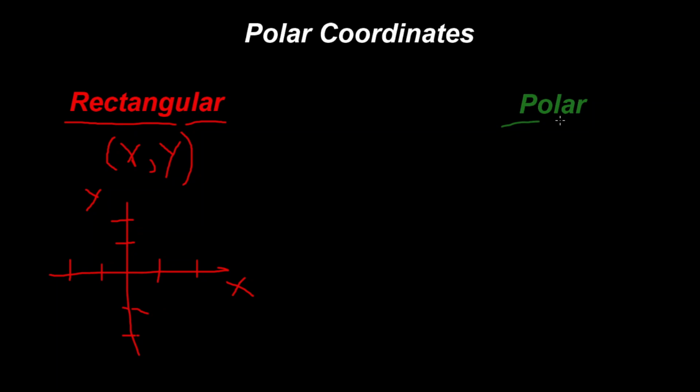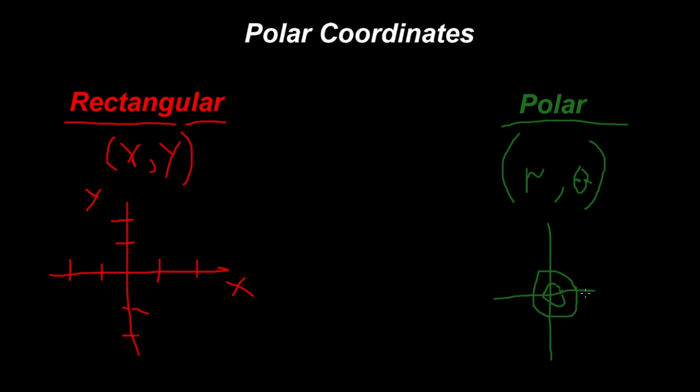Now, on the other hand, polar coordinates are a bit different from rectangular coordinates. Instead of being written as x and y value, it is written as r and theta. Now, r is the radius of a circle, and theta is the angle measured from the positive x-axis. And this is graphed on the polar plane. The polar plane is a plane with a bunch of concentric circles.